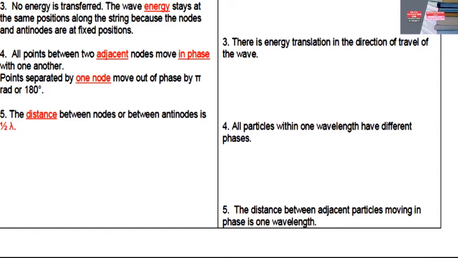Then the fifth difference is that the distance between nodes or between antinodes is lambda over 2, or half lambda, whereas the distance between adjacent particles moving in phase is 1 wavelength.